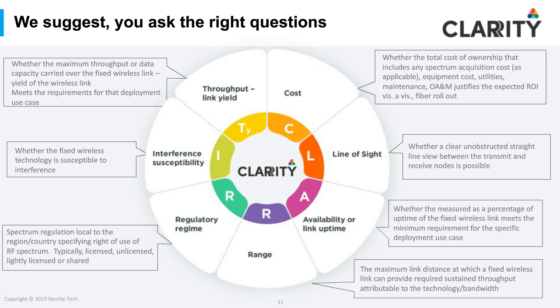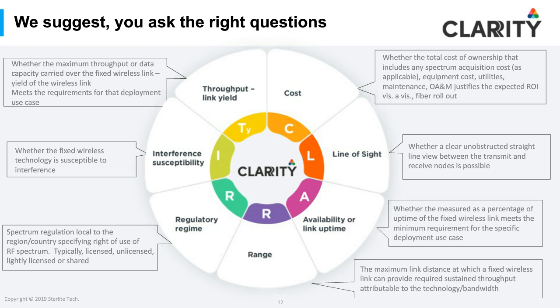So then, of course, the regulatory regime, depending on where you are, your bands are probably either licensed, unlicensed, lightly licensed, or shared. Any of these. So you really have to look at what's available in your specific geography and then decide on what technologies best fit. And then interference susceptibility, as the name suggests, technologies can be interference susceptible or not. That's something that you have to look at. And then, of course, last but not the least, the throughput. Really, what is the link capacity or the yield of that link that you're really going to get.